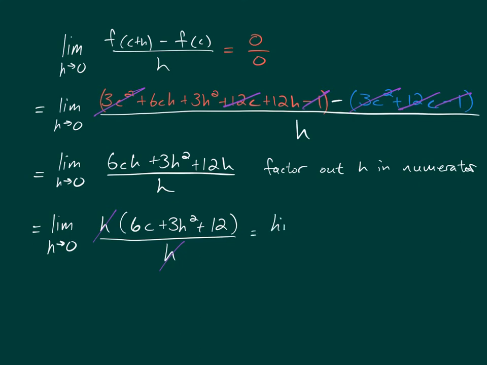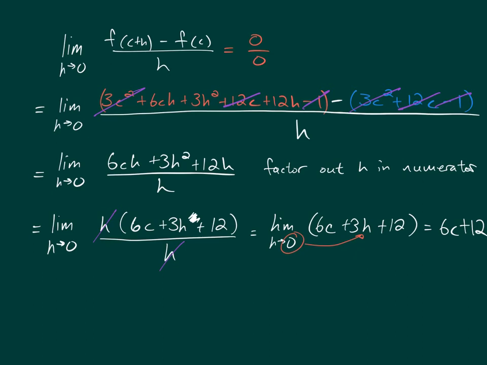as h approaches 0 of 6c plus 3h, there's no square here, plus 12. And with this final limit here, we can use direct substitution to substitute that 0 in for h and get that the limit is equal to 6c plus 12. Now we're not done. We have this c left over in our expression, our answer for the limit.